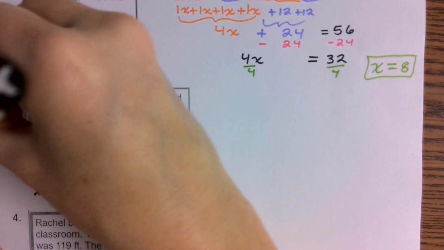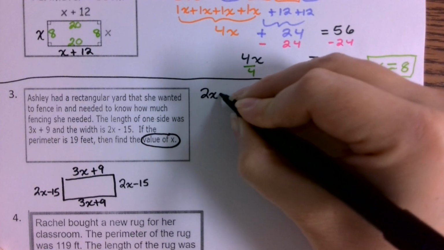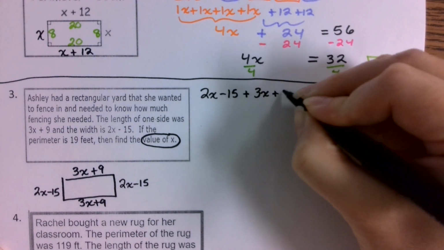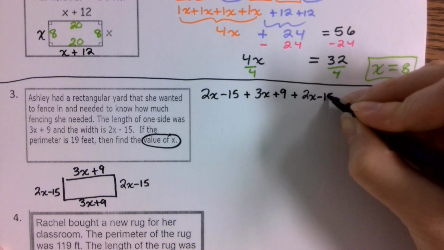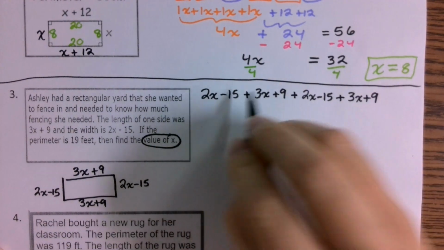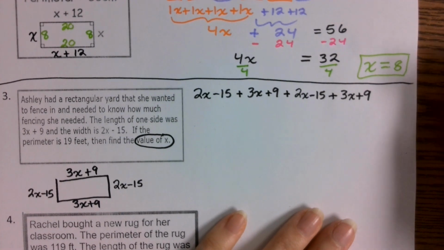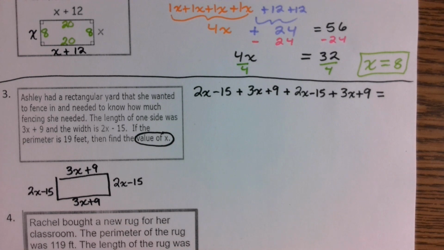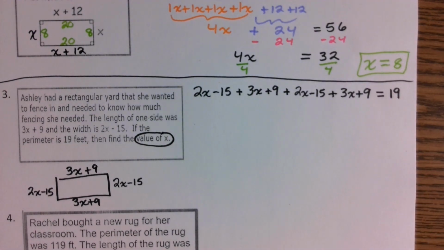So if I write this out, I have 2x minus 15 plus 3x plus 9 plus 2x minus 15 plus 3x plus 9. I've got all 4 sides, side 1, side 2, side 3, and side 4. I've got them all written, and I'm going to set this equal to what? What's the perimeter again in here? 19. So I'm going to set it equal to 19.